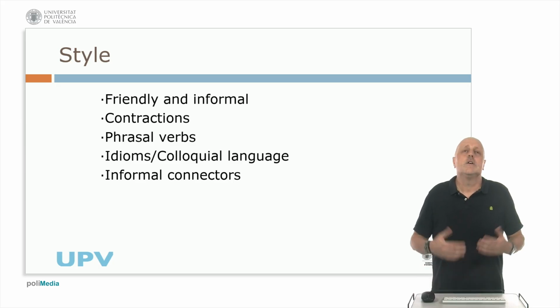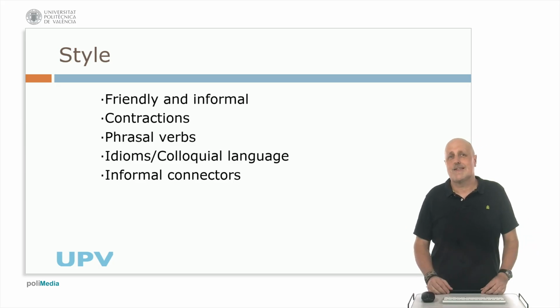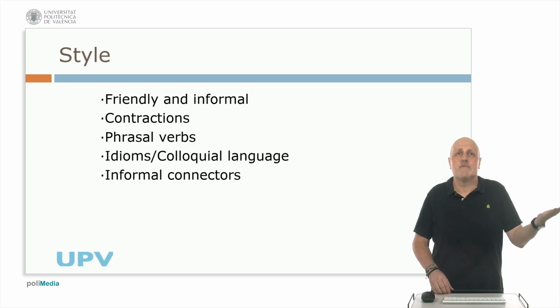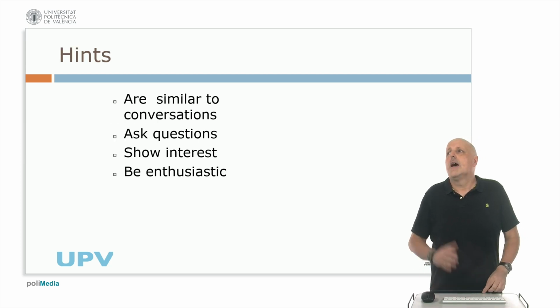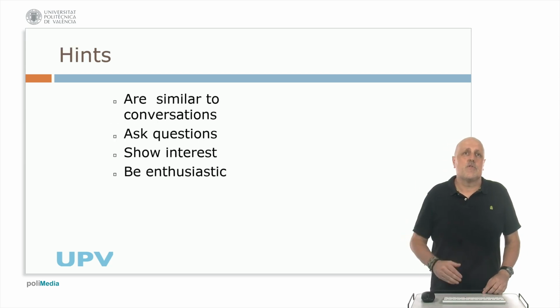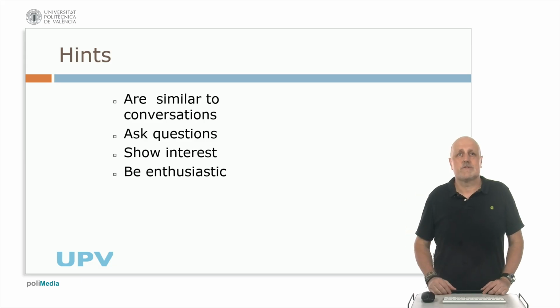Informal connectors. We have to use connectors in all our writing, but try to use informal ones. If it's informal, then it's but, and, also, as if you were speaking. Again, this is the general advice. And the hints, as I said before, are similar to conversations.